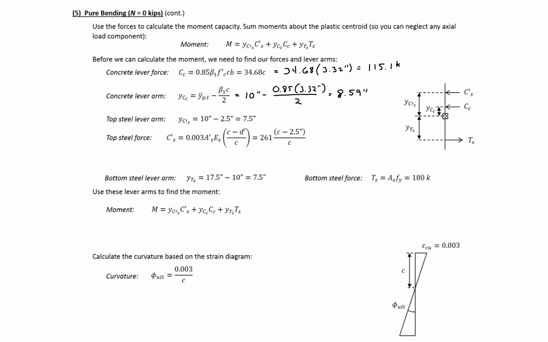And then our top steel force, which is equal to 261 times (our C minus 2.5) divided by our C, will give us a compression steel force of 64.5 kips. So then we have our force components.